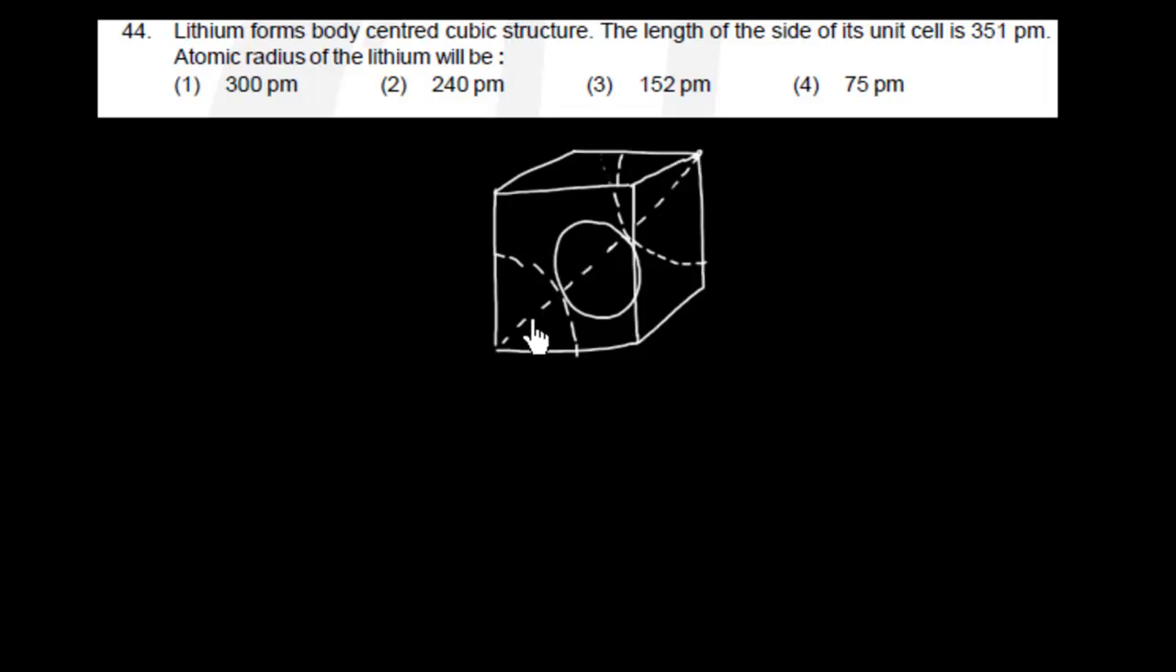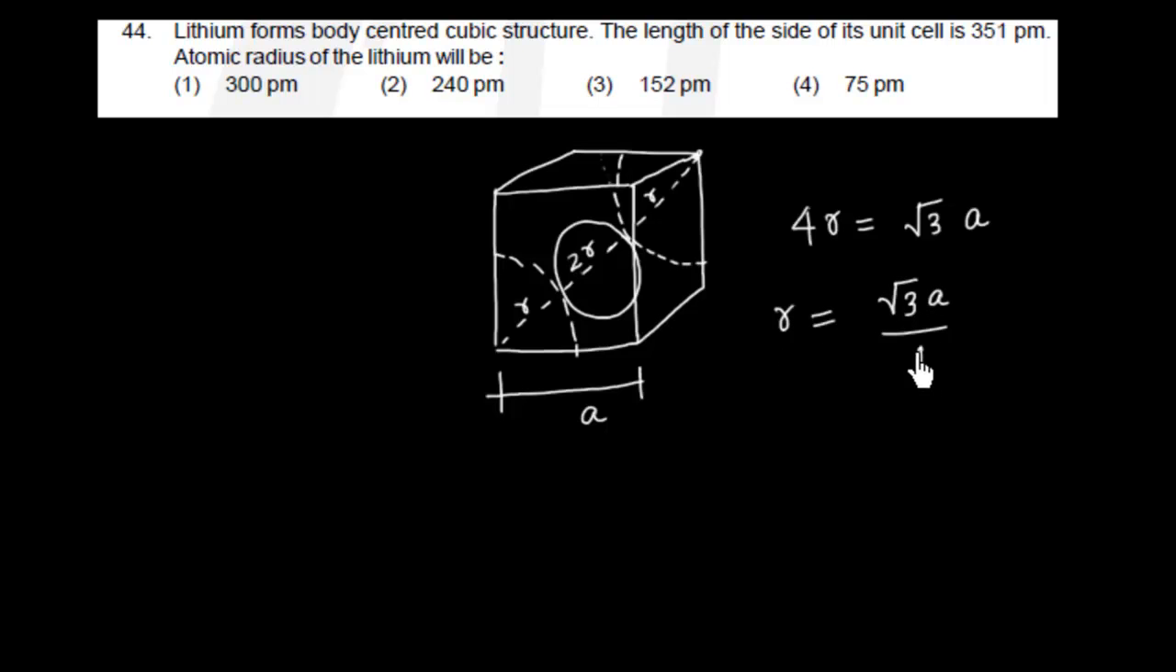So basically what is happening, this radius is r and this is the diameter, 2r, and this is again radius, so this is r. So this total distance is 4r, and this equals, if the cube's side length is a, then the body diagonal is root 3 a. You can prove it yourself. In a cube, body diagonal length is root 3 times a. So from here I can find r equals root 3 a by 4.